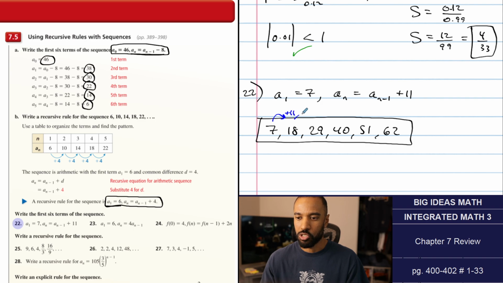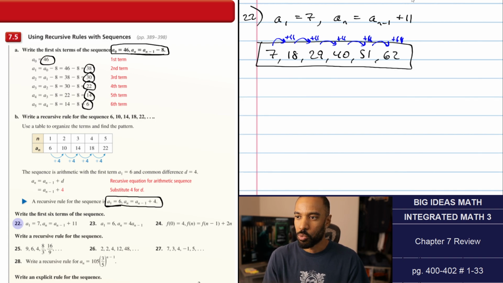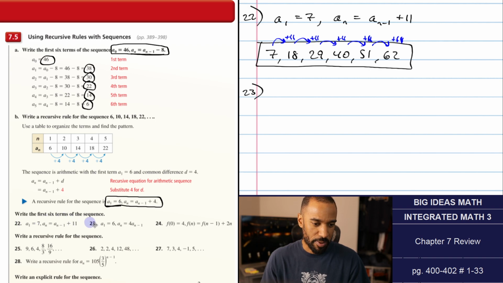So I'm not going to spell it out too much, especially if this might be the only time I actually get to see an arithmetic sequence. After this may be geometric and a special case. I don't know, but I can imagine it might be. It is a review after all. Number 23, yes, 23 is a geometric sequence. 24 looks like a special case.